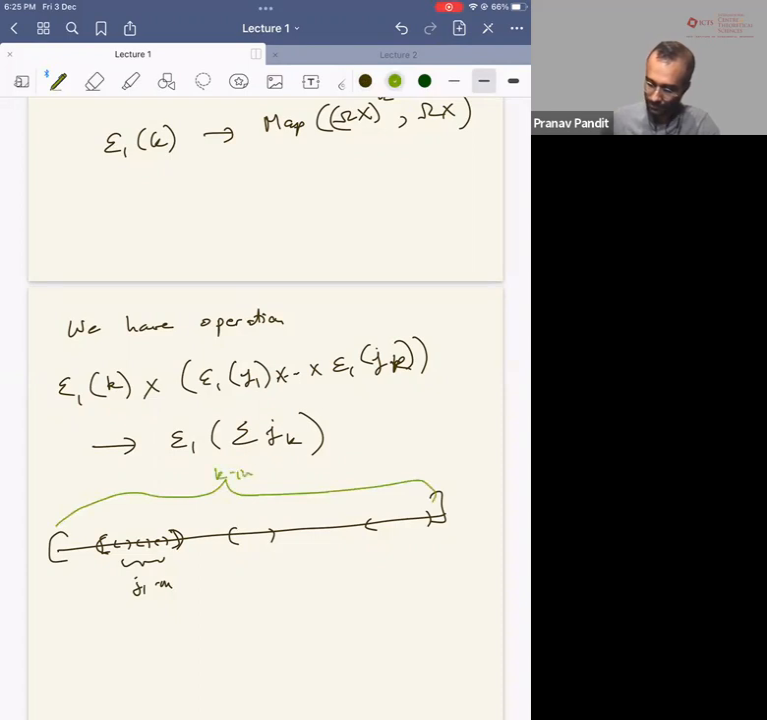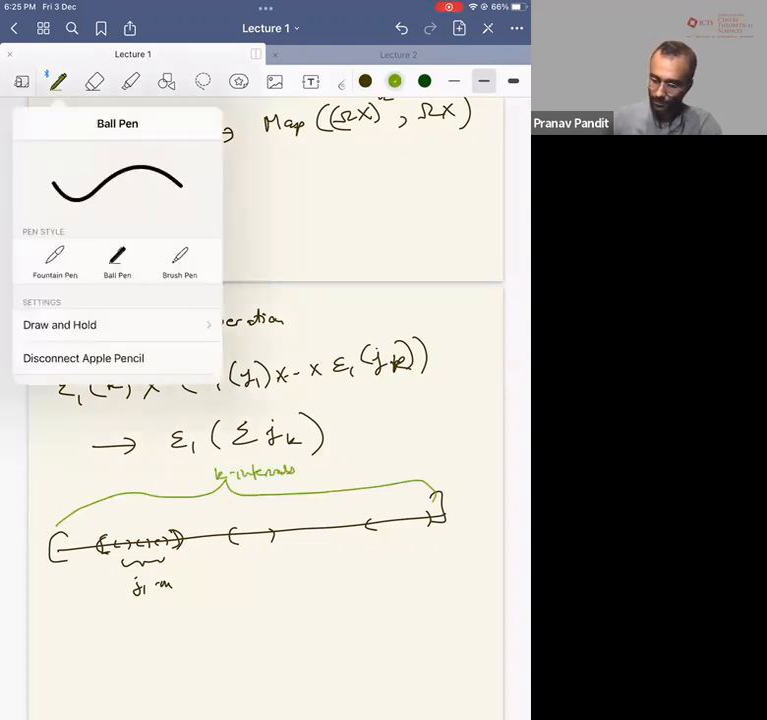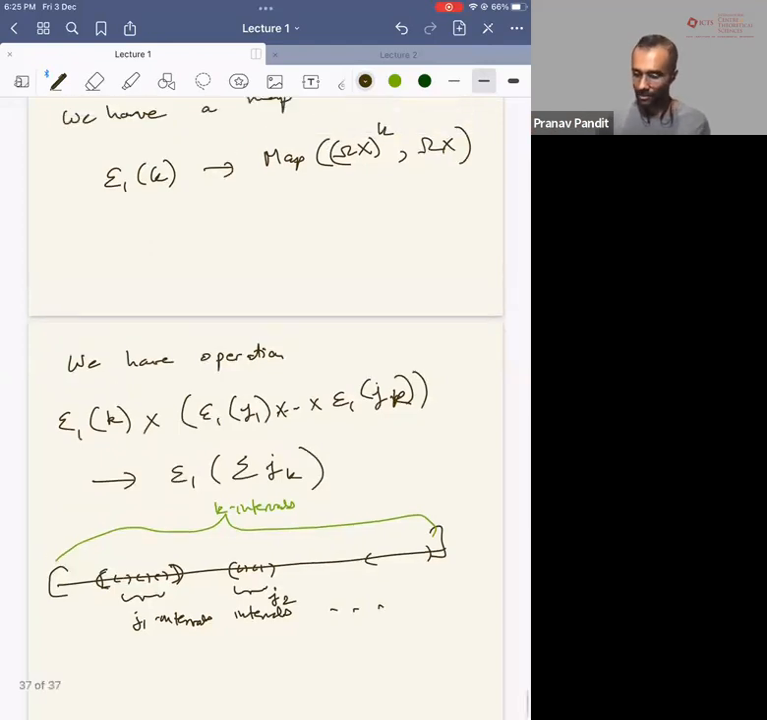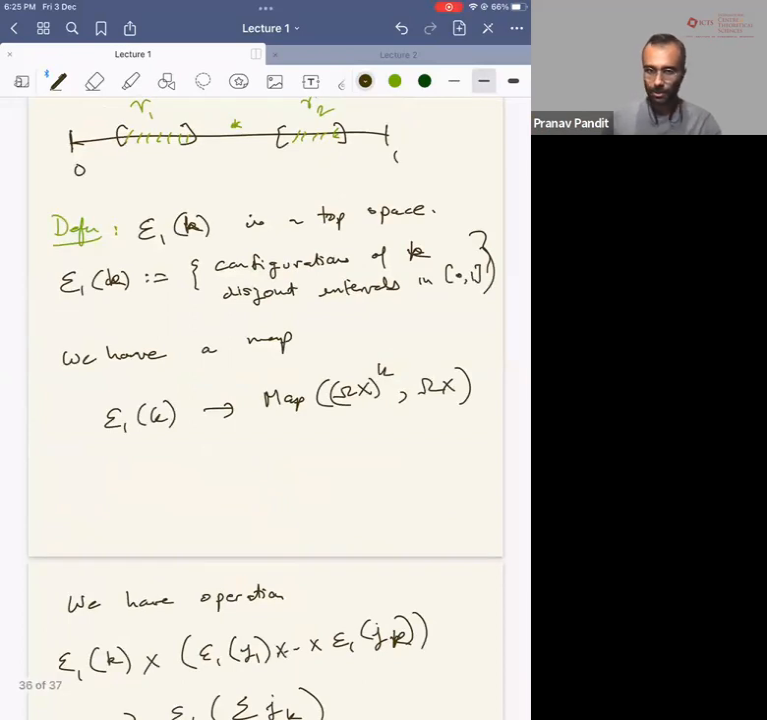These are K intervals. So inside the first interval, I can put J1 intervals, and so on, J2 intervals here. And then I can simply delete the outside of the k intervals, and I'm left with a sum of j1 plus j2 plus jk intervals, right? So that's this map. And these composition laws, these composition maps, let's call this sigma k.